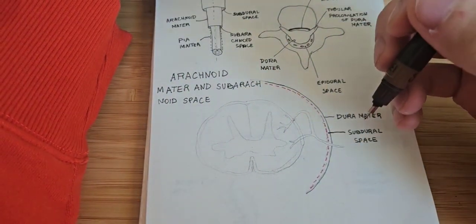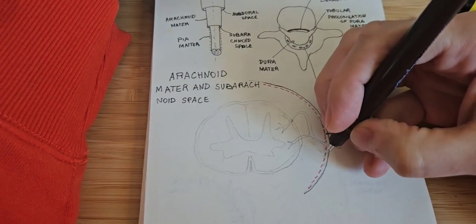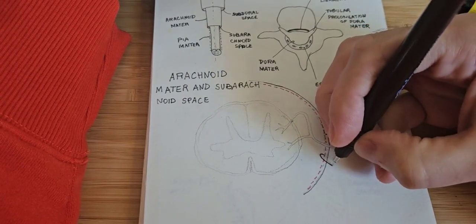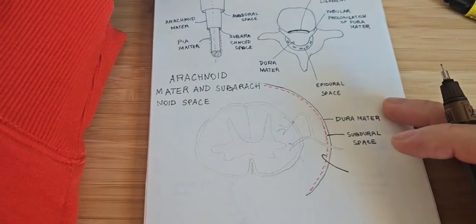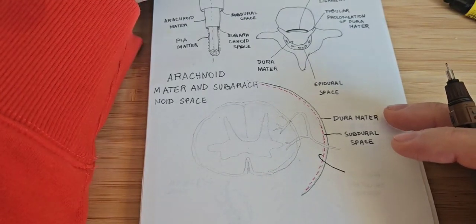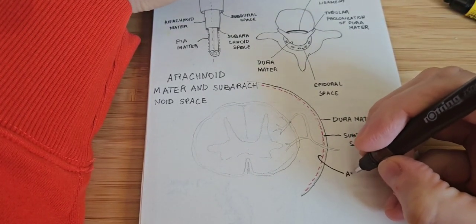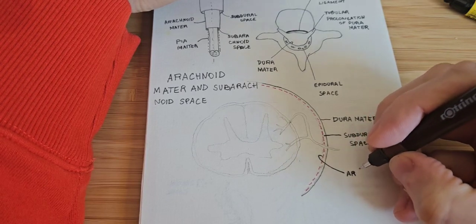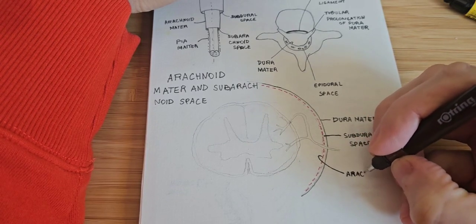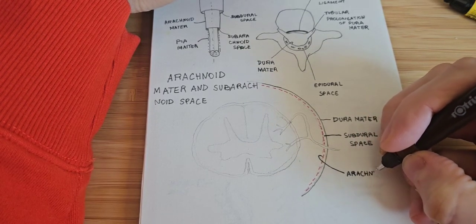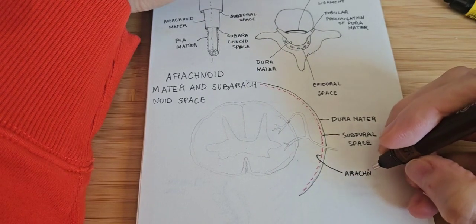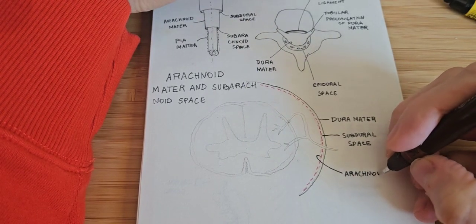This is the subdural space, and this one, the red one, is the arachnoid mater. Arachnoid mater. Let me write it here.